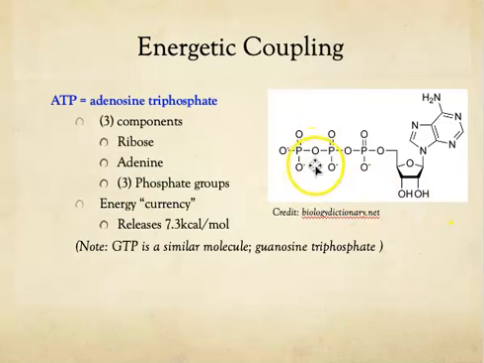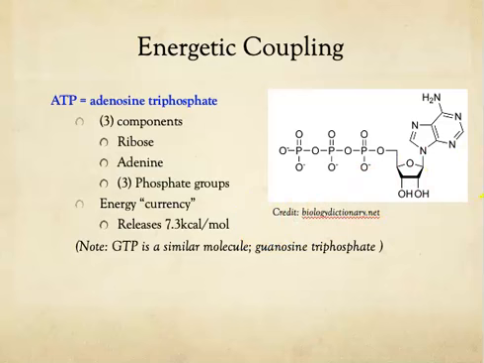When the outermost phosphate group is broken off, and this is the group that's broken off when ATP is hydrolyzed to ADP, when this group is broken off, 7.3 kilocalories per mole is produced.